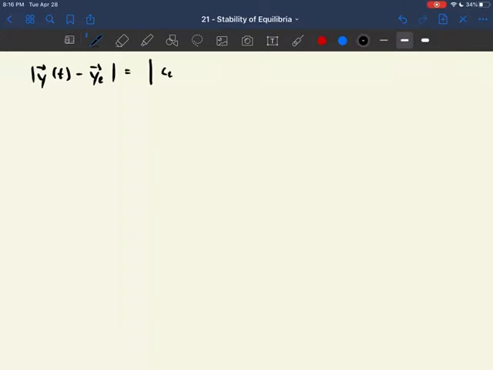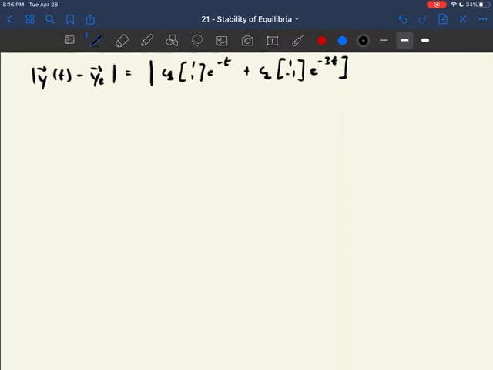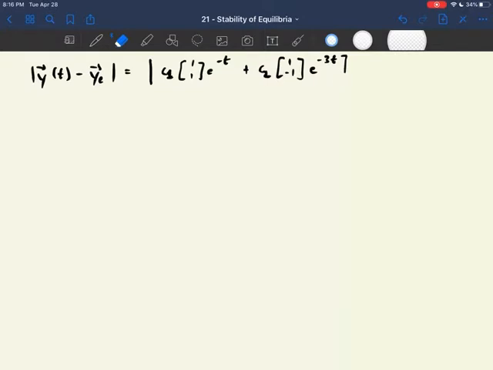Okay, now what about the magnitude of y of t minus ye? So later on, a different time, not time 0. Well, then it gets a little bit more involved. So first of all, ye is still 0, so this is going to be the magnitude of C1, 1, 1, e to the minus t, plus C2, 1 minus 1, e to the minus 3t.